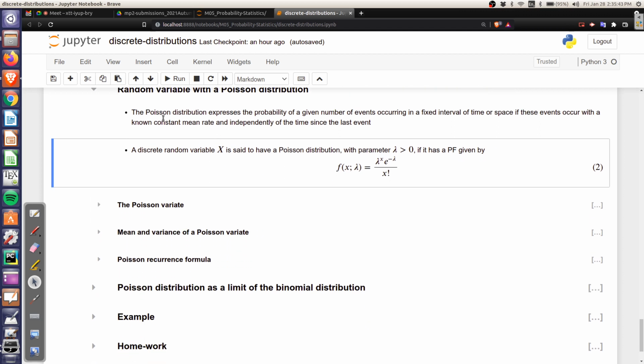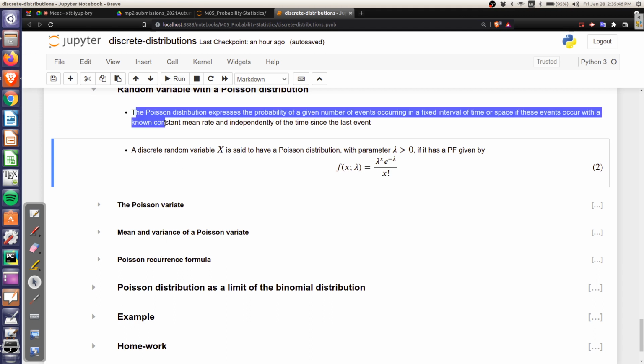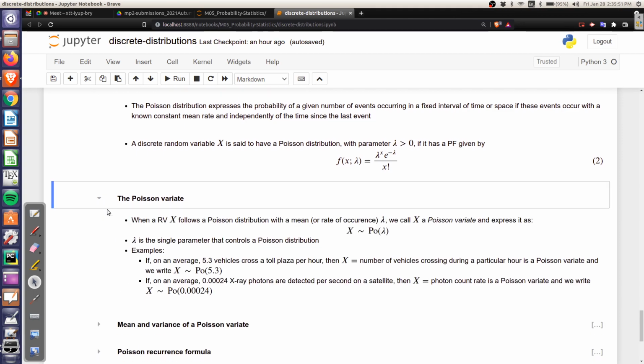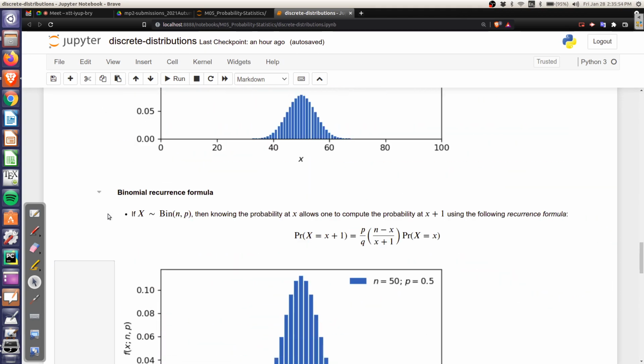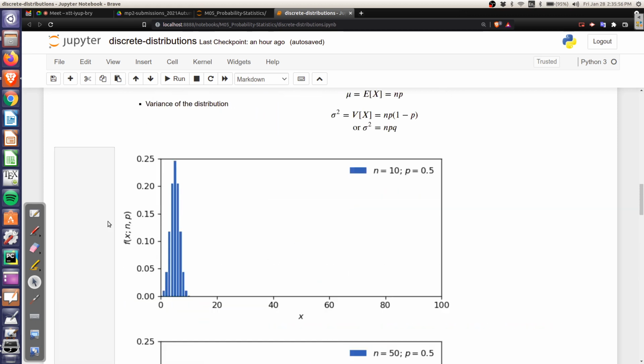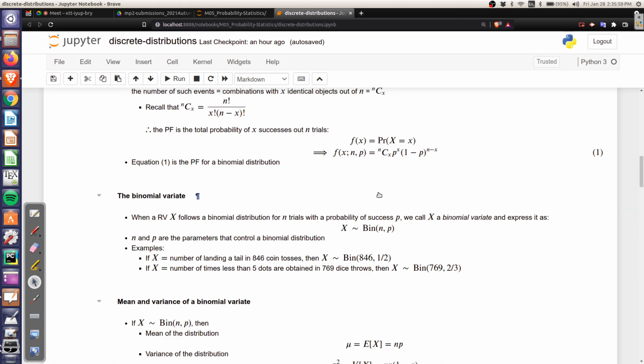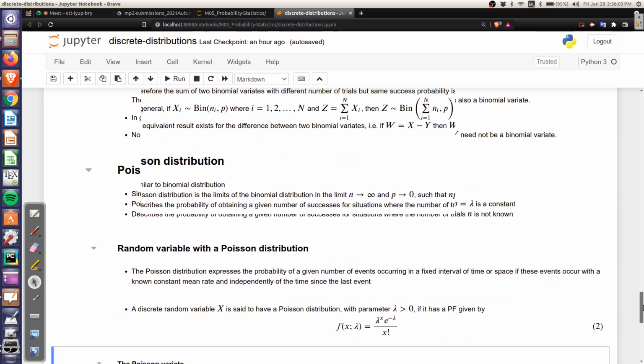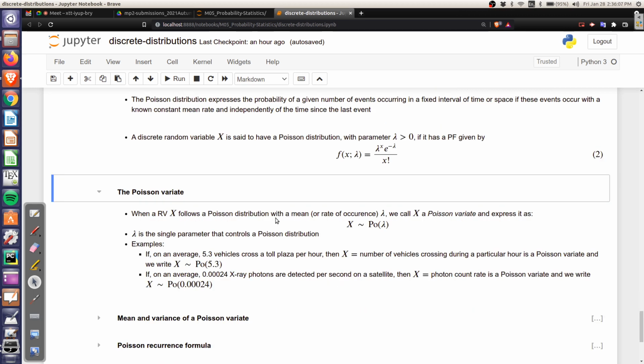Okay, and again I'll explain this a little bit later. This sentence I'll explain when we do the example. Next, what is a Poisson variate? Just like how we talked about the binomial variate, where we called a random variable which follows a binomial distribution a binomial variate, in a similar way we could talk about a Poisson variate. What's a Poisson variate? A random variable which follows a Poisson distribution. And this lambda you can understand as the mean of the distribution or the rate of occurrence. That is called lambda.